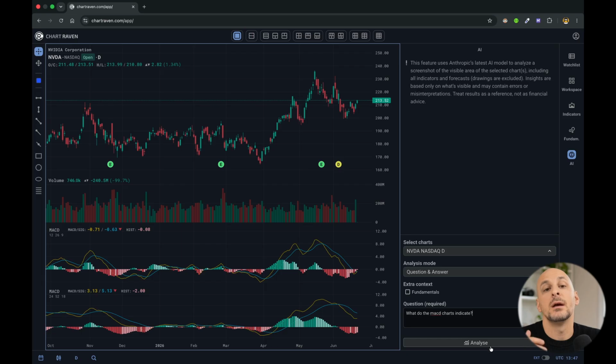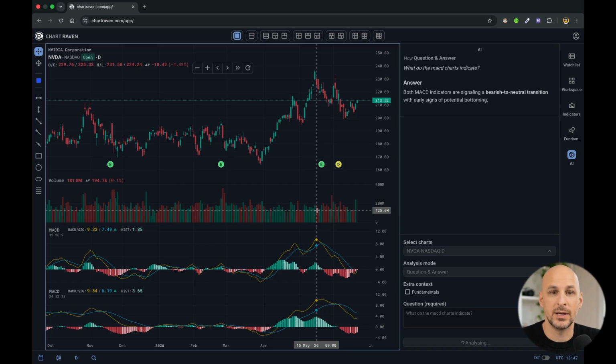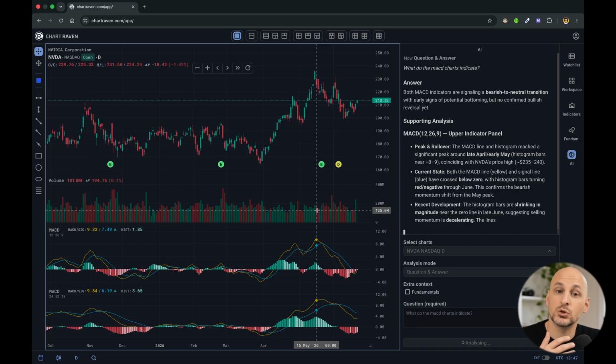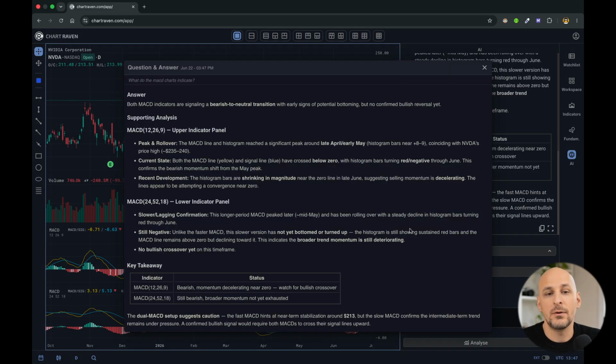The AI tells us that both MACD indicators are signaling a bearish to neutral transition, with early signs of potential bottoming, but no confirmed bullish reversal yet. It points out that the 12, 26, 9 MACD line and histogram reached a significant peak around late April. The MACD line and signal line have crossed below zero, with histogram bars turning negative through June, which confirms the bearish momentum shift from the May peak.